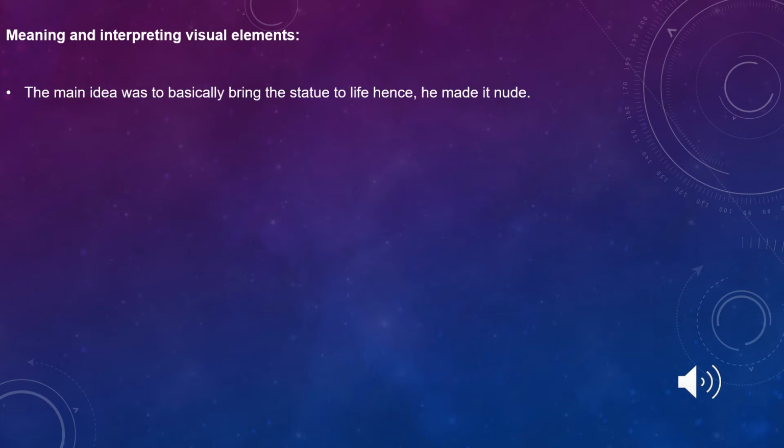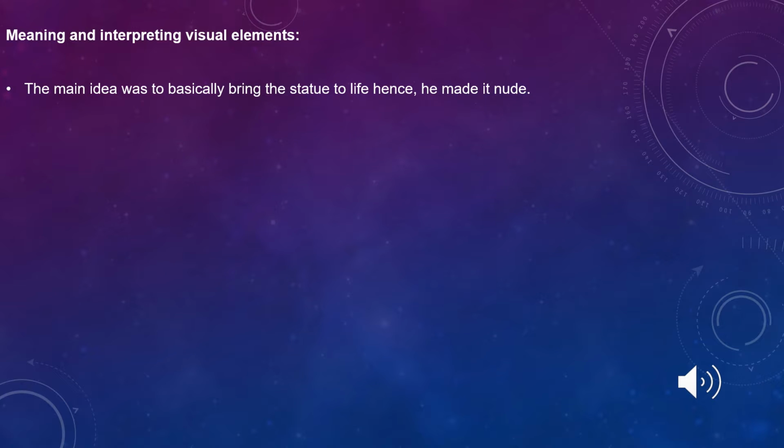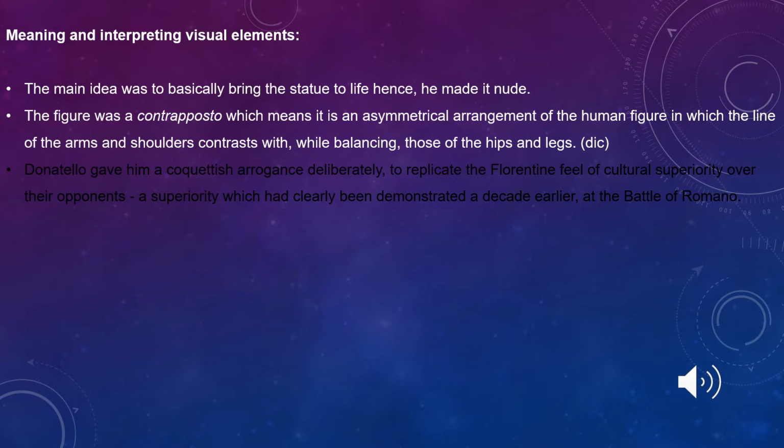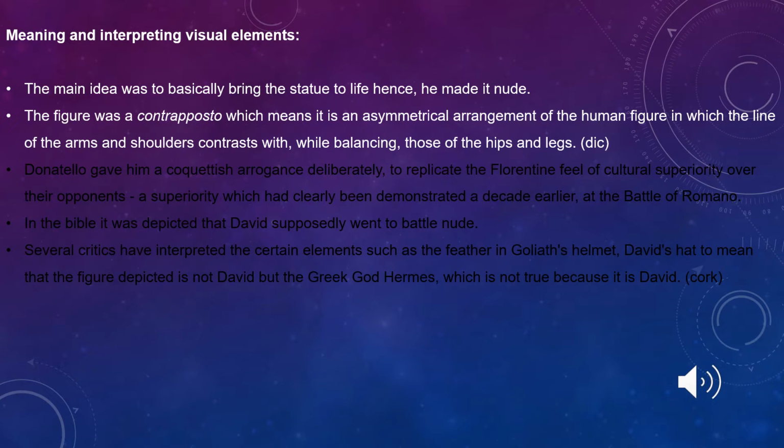Meaning and interpreting visual elements. The main idea was to basically bring the statue to life, hence he made it nude. The figure was a contrapposto, which means it is an asymmetrical arrangement of the human figure in which the line of the arms and shoulders contrasts with, while balancing, those of the hips and leg. For a small city like Florence, which was threatened by conflicting city-states such as Siena and Milan, the gutsy warrior boy David was an idyllic emblem.